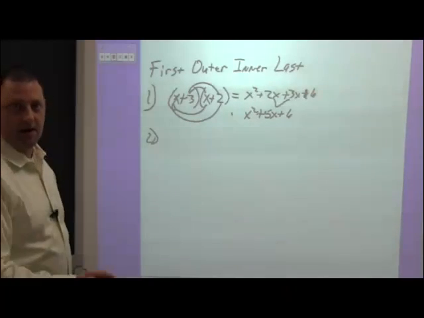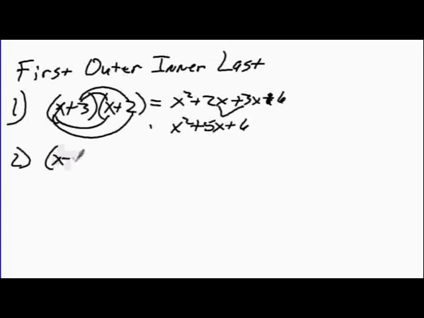x minus 4 and x minus 5. We're going to multiply the first. That's x times x. That's x squared. Then we're going to take x times negative 5. That's negative 5x. Now we're ready to take the negative 4 and distribute it. Negative 4 times x, negative 4x. And then last, negative 4 times negative 5. Positive 20.